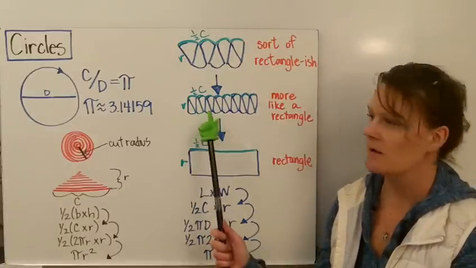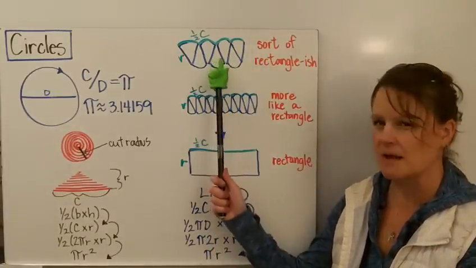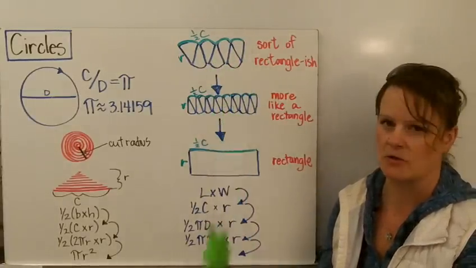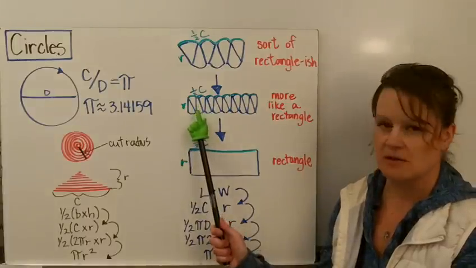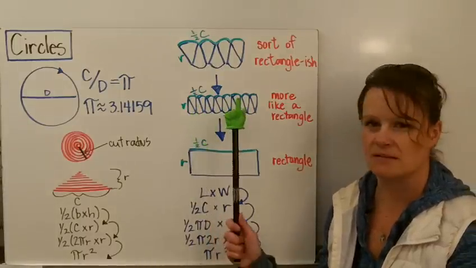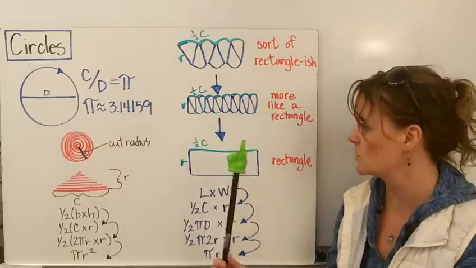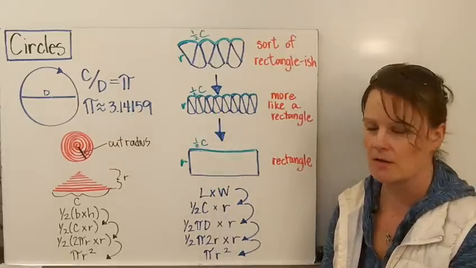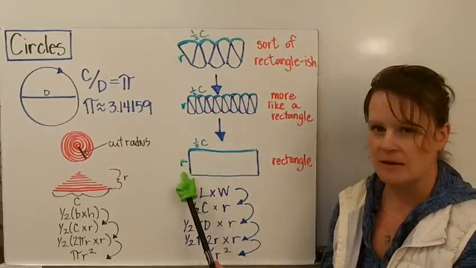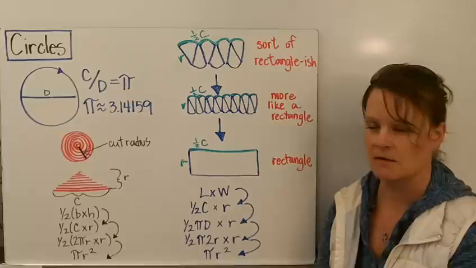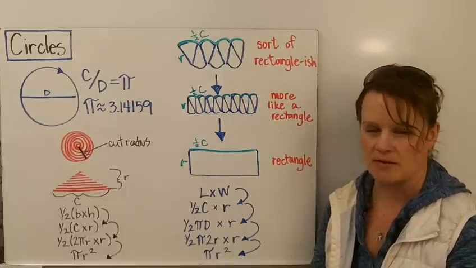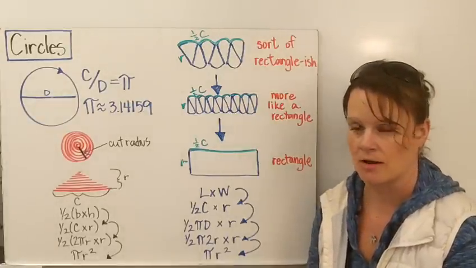And what I'm trying to show here is that this sort of looking like a rectangle ends up looking more like a rectangle here. If you were to continue this process and cut your pie pieces into even smaller and smaller chunks, you would eventually get what looks like a rectangle. Again, with your radius here and your half circumference here. Now let's talk about how that can help us find the area formula for a circle.